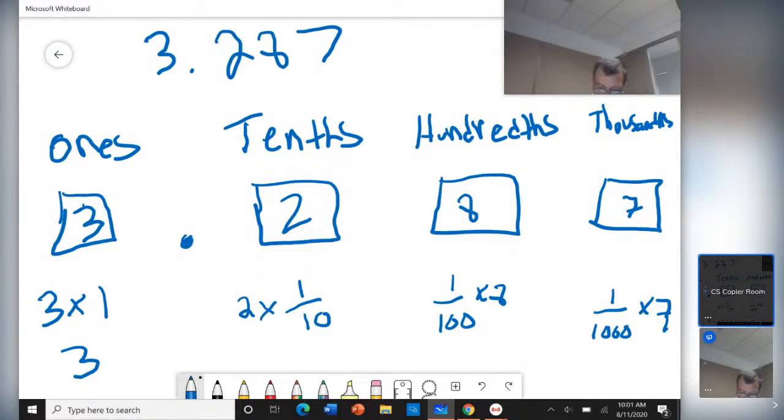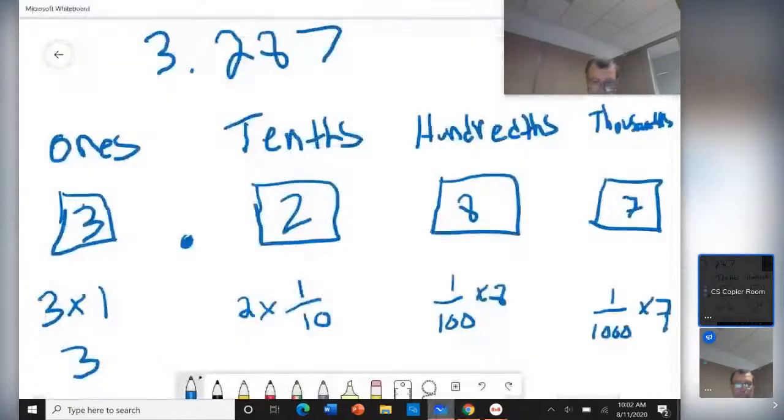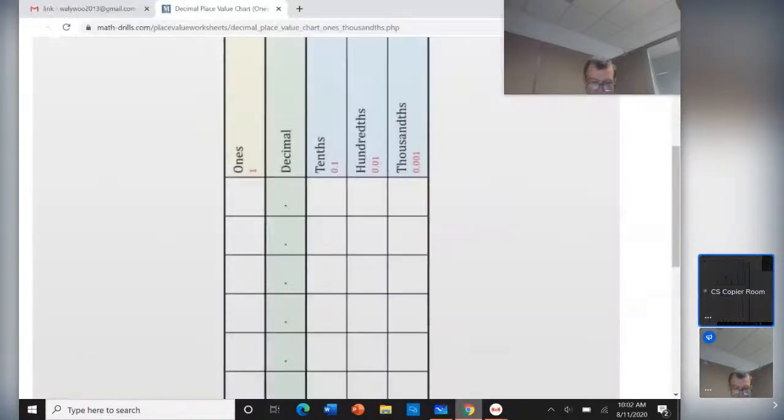So if I went back to our sheet here, the 3 would go in the ones column. The 2 would go in the tenths. The 8 would be in the hundredths, and the 7 would be in the thousandths. So basically this chart just tells you the place value of each number, especially to the right of the decimal. The ones, I think you guys understand, and then the tenths.